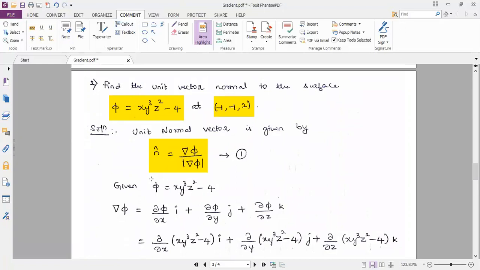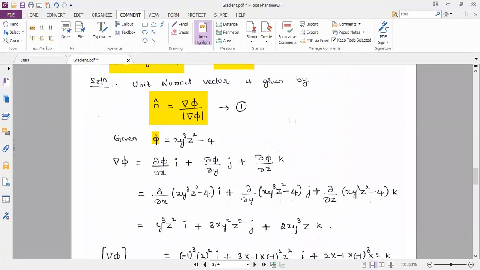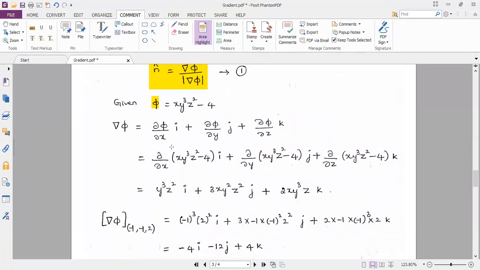Consider the given phi, x y cube z square minus 4. Formula for grad phi: ∂phi/∂x i plus ∂phi/∂y j plus ∂phi/∂z k. Substituting phi, keeping the partial derivatives ∂/∂x, ∂/∂y, ∂/∂z as it is. ∂/∂x of phi, phi is x y cube z square minus 4, into i, plus ∂/∂y of phi, x y cube z square minus 4, into j, plus ∂/∂z of phi, x y cube z square minus 4, into k.